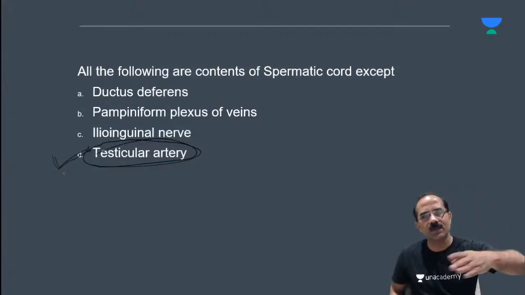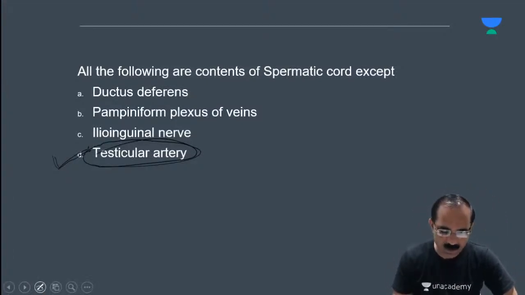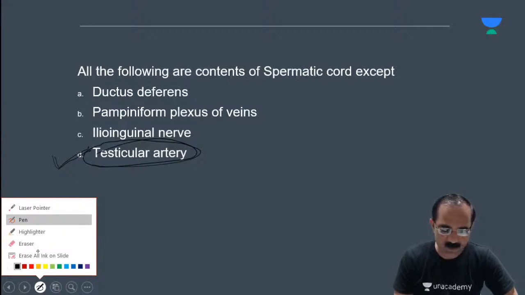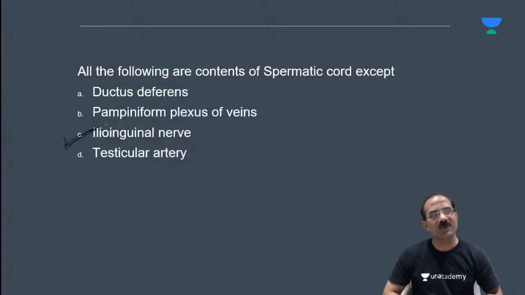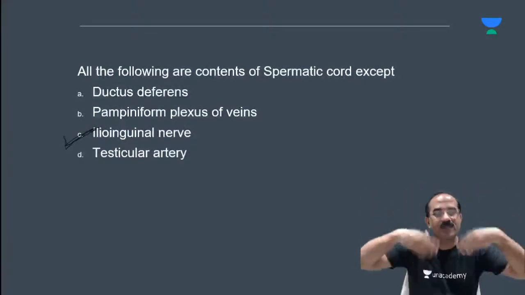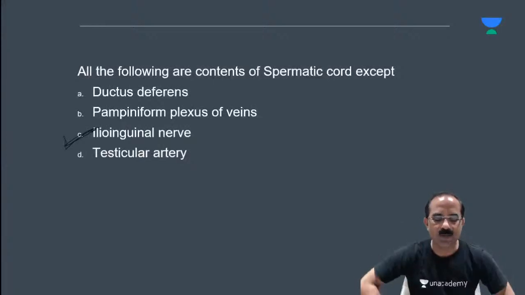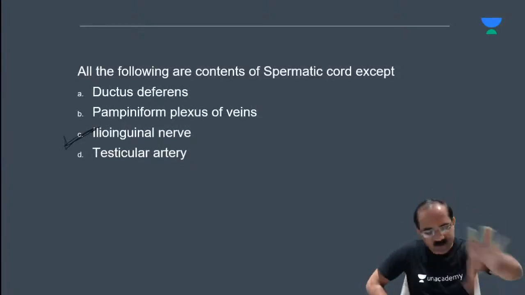Testicular artery directly goes... sorry. What is the answer for that? Sorry. The answer is ilioinguinal nerve. Ilioinguinal nerve is not inside the spermatic cord. Ilioinguinal nerve is in the inguinal canal, but it is outside the spermatic cord. Correct? It's outside the spermatic cord, but it's within the inguinal canal.